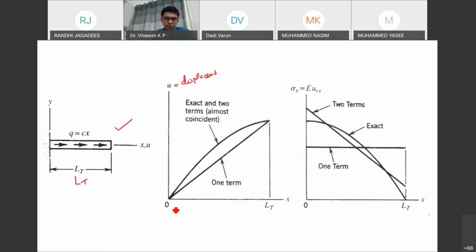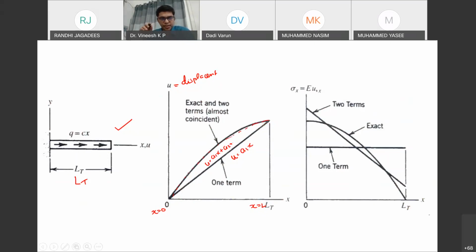So this is x equal to 0, and this is x equal to L. If you have a one-term solution, that means u is equal to a1x. Then you have a uniform, linear variation as x is increasing. But when I increase to u equal to a1x plus a2x square, you are going to get a little bit more accurate solution. It will come closer to the actual solution.